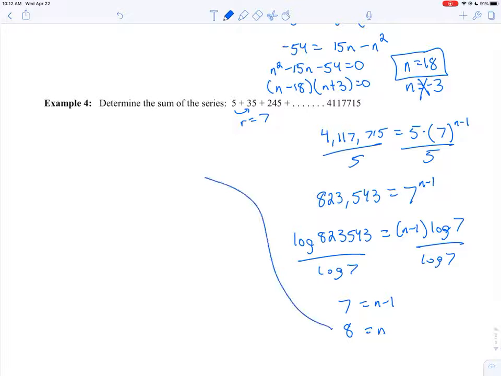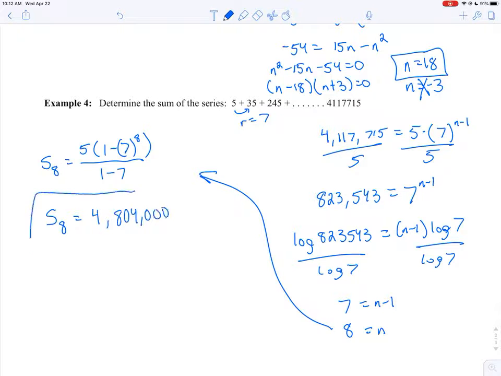Now that we've gotten that, we can kind of come over here and figure out what our sum would be. So we want the sum of the first 8 terms. We're using our series formula for this. This is a geometric series. So we got t sub 1, right? So we got 5 times 1 minus r, so 1 minus our r value, which was 7, to the, and just to be in the right mind frame, we'll put that in parentheses just so when it is negative we remember to do that. Raised to the n, which is 8, all over 1 minus r. That whole thing we should be able to put into the calculator, and we should ultimately get 4,804,000.